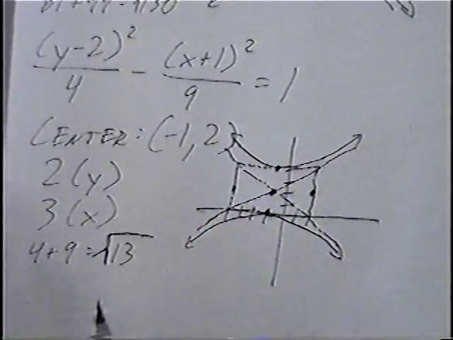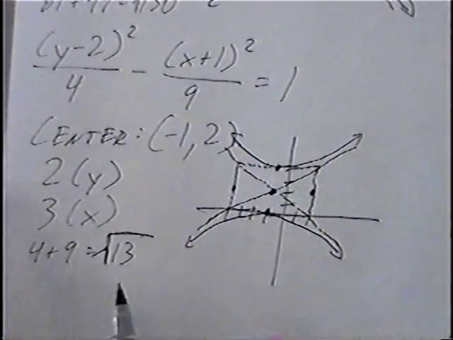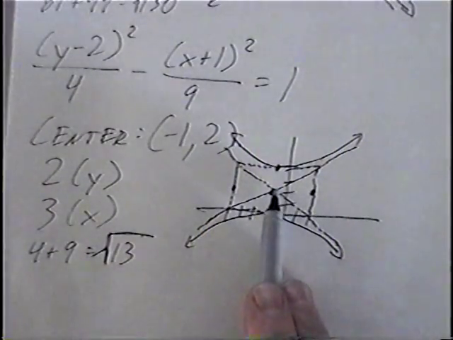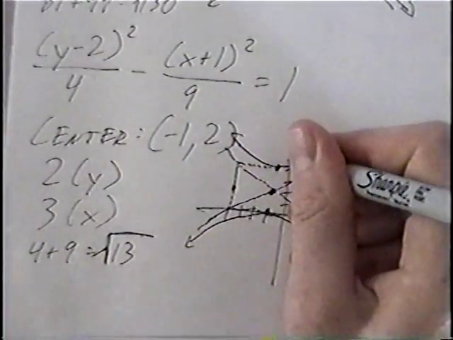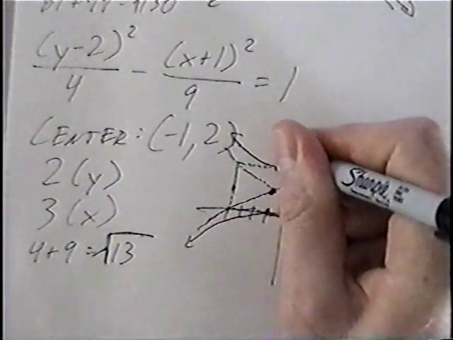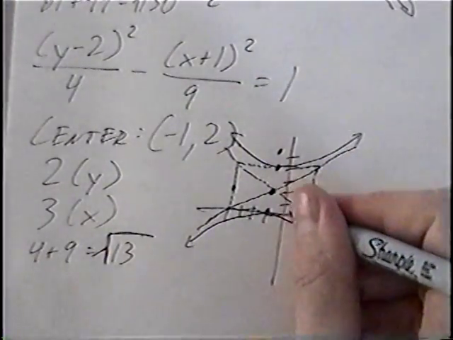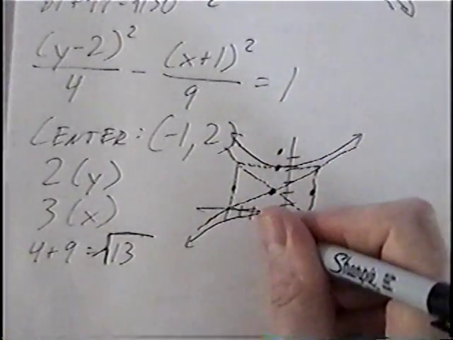For the foci, square root of 13 is a little bit more than 3. In the y direction, we went 2 spots up, so the foci would be just above 3 spots in each direction. And that would be the graph for the hyperbola.